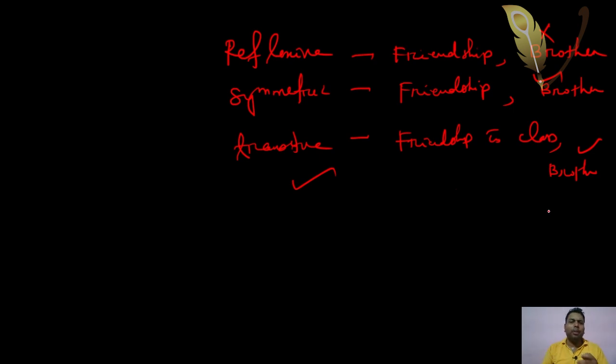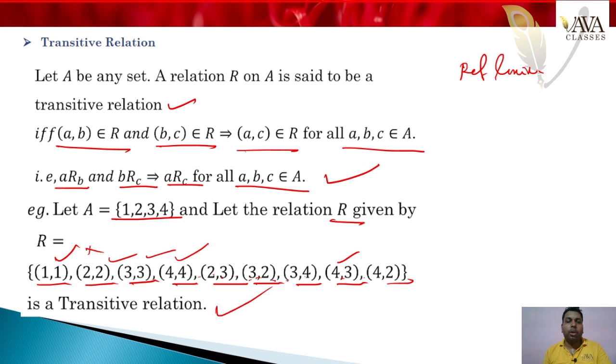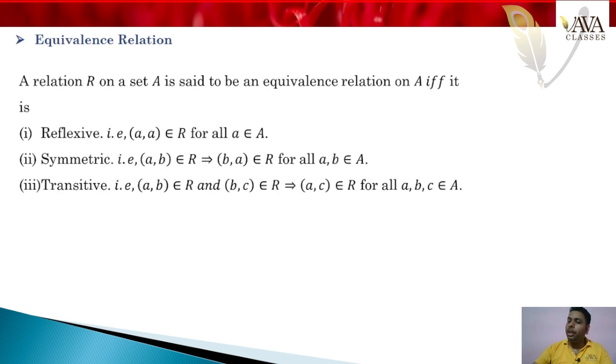Okay. So similarly, you can make more real life examples as well as mathematical examples to understand the topic of reflexive, symmetric, and transitive relations. So students, now we'll discuss another important type of relation. That relation is called equivalence relation. A relation R on a set A is said to be an equivalence relation on A if and only if it is reflexive, symmetric, and transitive. If a relation is reflexive, symmetric, and transitive, then it is called an equivalence relation.